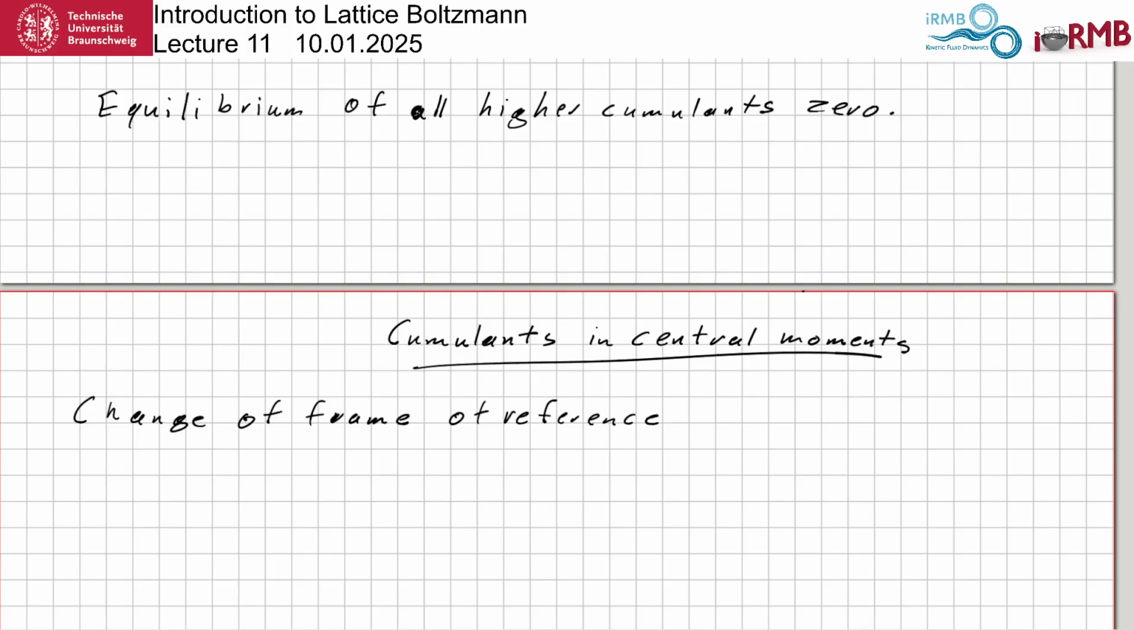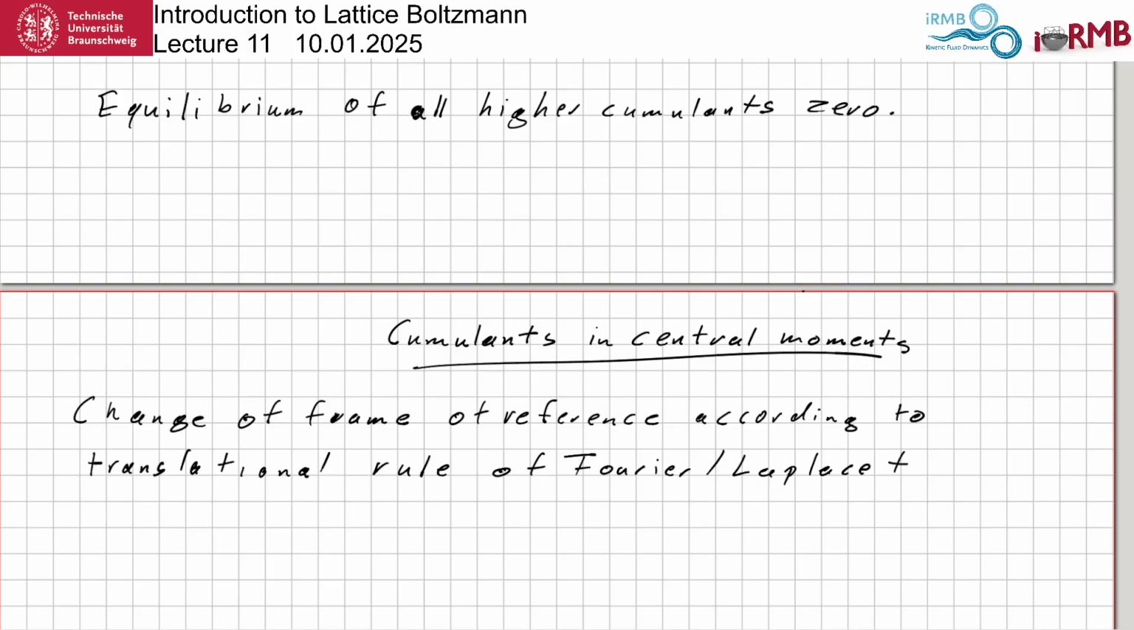Because, okay, we have to use a few properties of these integral transformations. Now, the change of frame of reference, according to the translational rule, it's easy to derive, to see why this is the case if you write it down, but let's just assume that we are all familiar with the rules of the Fourier or the Laplace transforms.